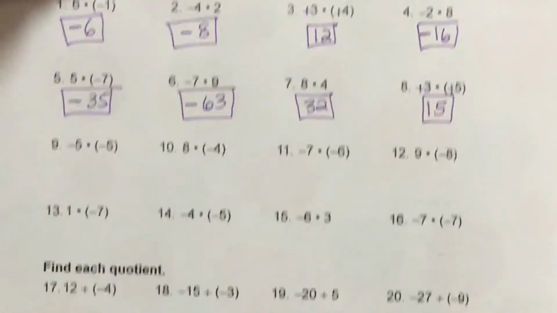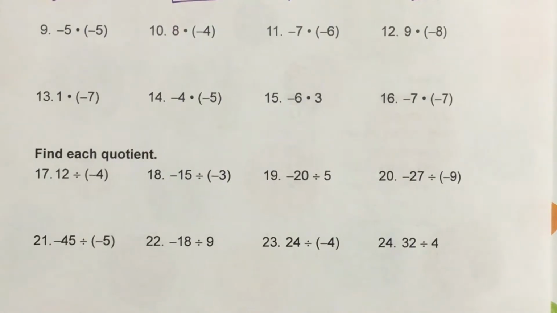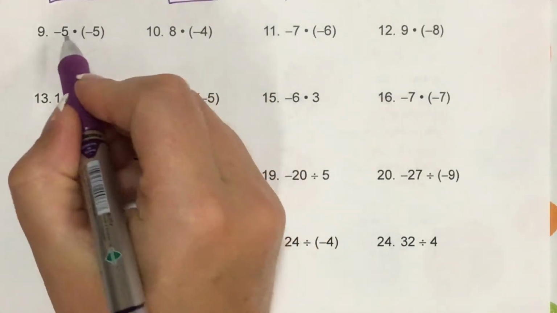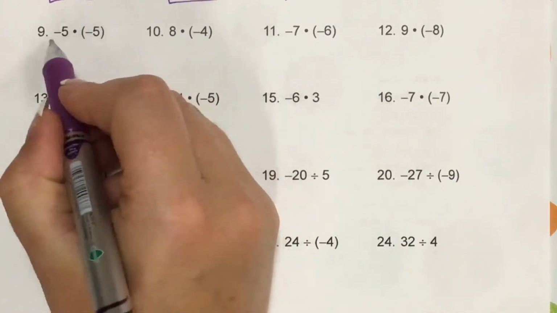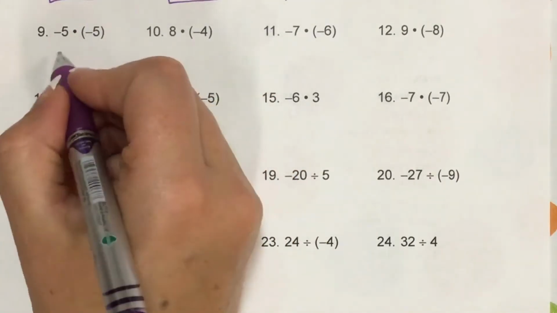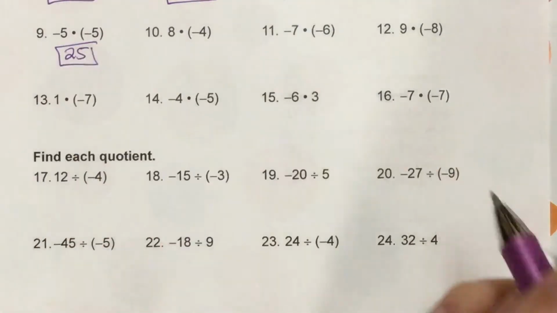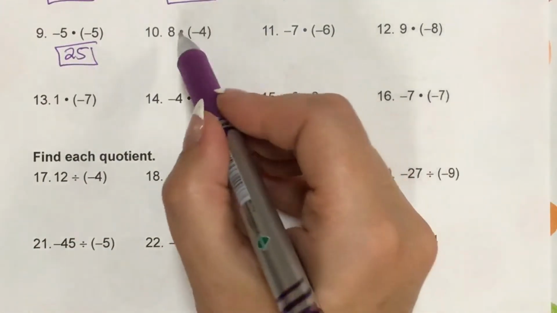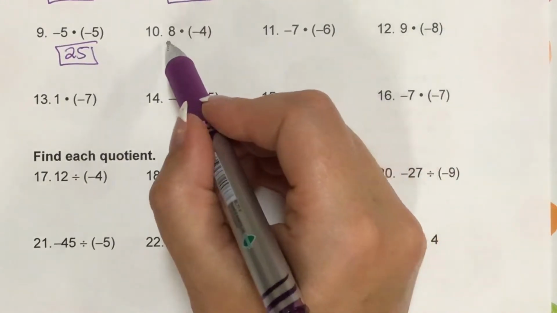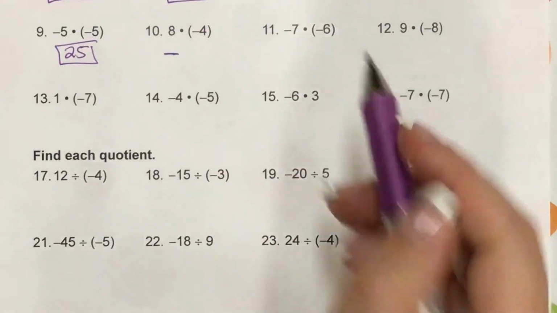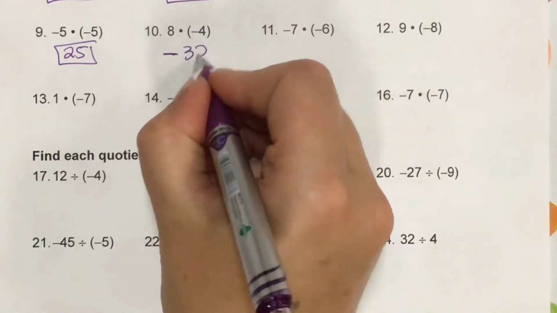Okay, let's move on to number 9. We have a negative 5 times a negative 5. Those two have the same sign, so a negative times a negative is a positive. So our answer is going to be positive. 5 times 5 is 25. Let's move on to number 10. 8 times negative 4. So we have a positive multiplied by a negative. Their signs are different, so we have a negative. And 8 times 4 is 32.